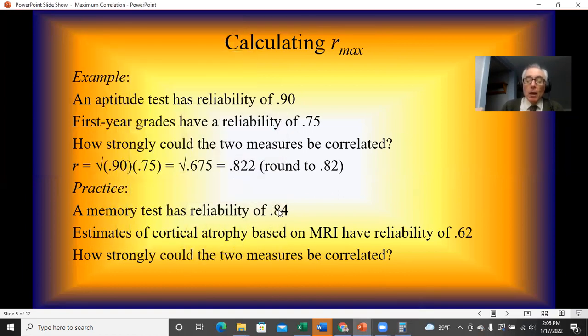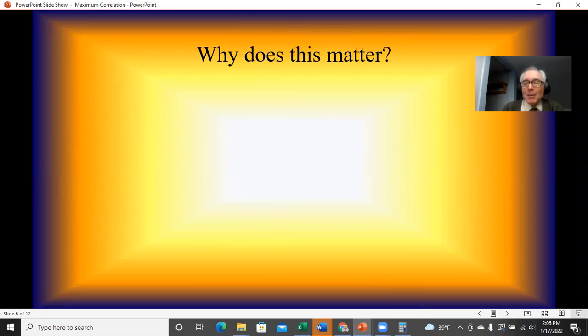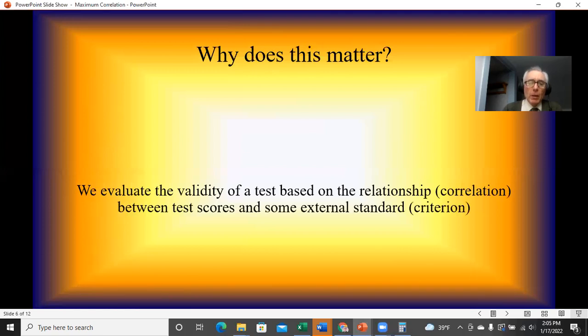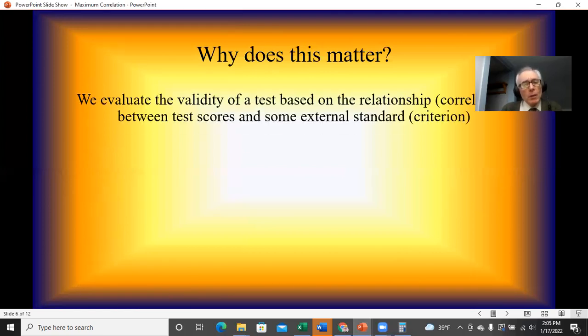In other words, the highest possible correlation between the memory test and the judgments of the doctors based on MRI would be 0.72. Now, okay, we've done it, but why does it matter? Who cares? There are a couple of reasons why we might care. One is that, as I've already mentioned, we will frequently evaluate the validity of a test based on how strongly correlated it is with some other measure, some external criterion.